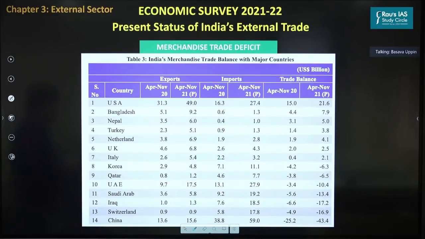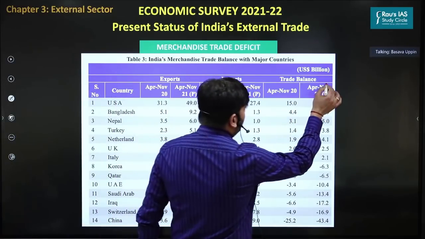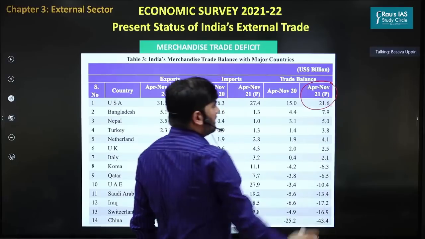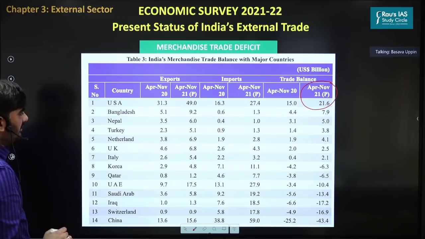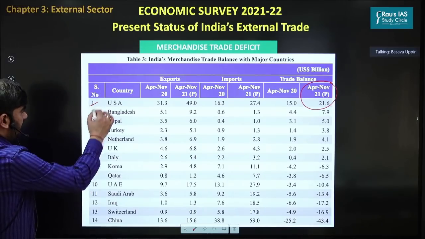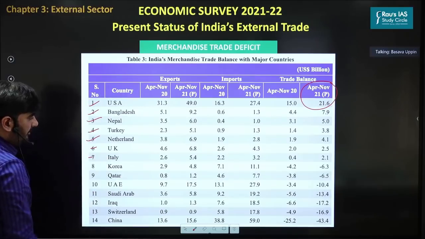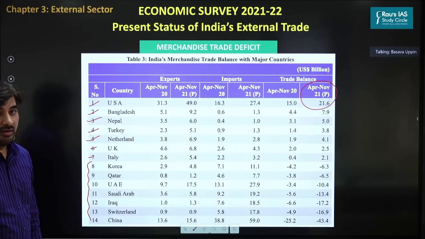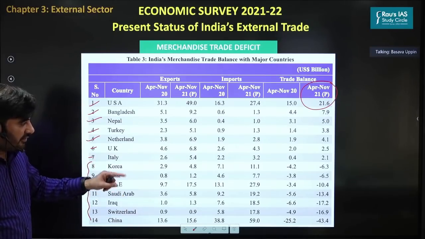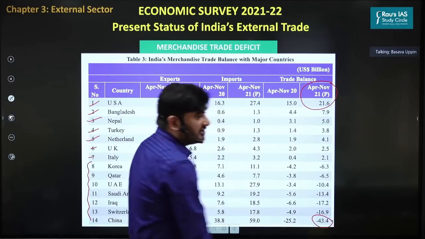Next, if you look at India's merchandise trade deficit, please focus on the last column. This column tells you with which countries India is having trade deficit or trade surplus. So as you can see, India is having trade surplus with countries such as USA, Bangladesh, Nepal, Turkey, Netherlands, UK, Italy. Whereas with all other countries, we are having a deficit. And among the countries with which we have a trade deficit, the highest trade deficit we have is with which country? China.